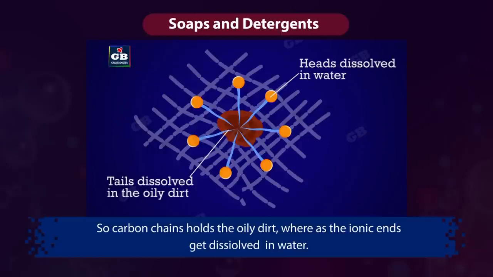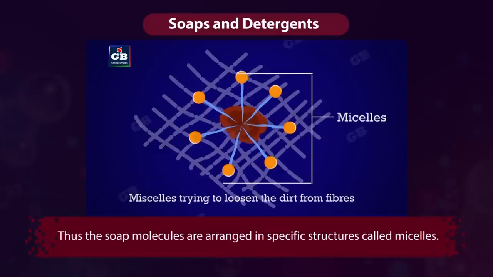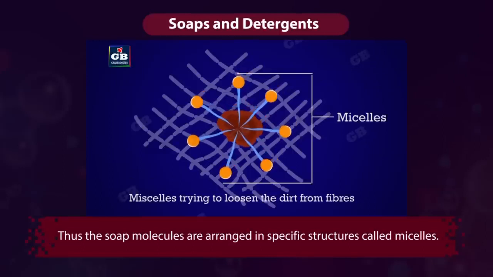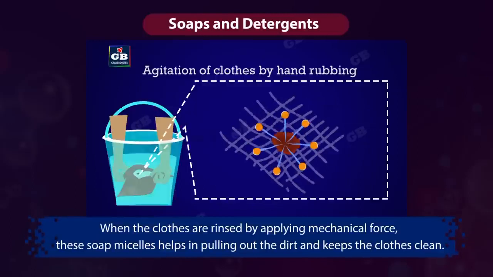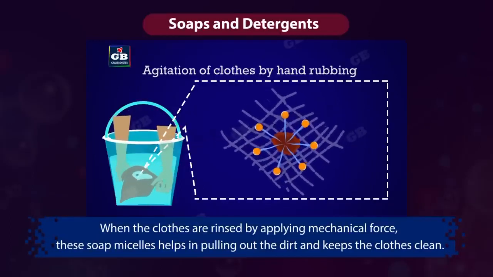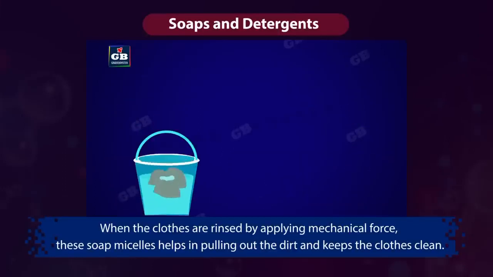Thus, the soap molecules are arranged in specific structures called micelles. When the clothes are rinsed by applying mechanical force, these soap micelles help in putting out the dirt and keep the clothes clean. This is all about carbon and its compounds.